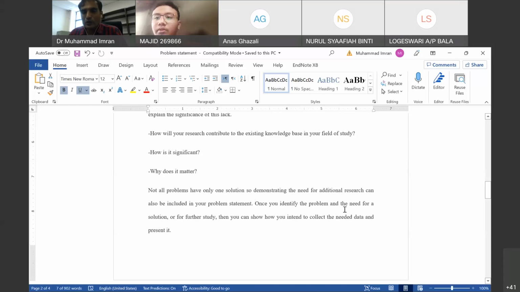Once you identify the problem and the need for a solution and further study, then you can show how you intend to collect the needed data and present it. See here, the needed data is part of the methodological gap.